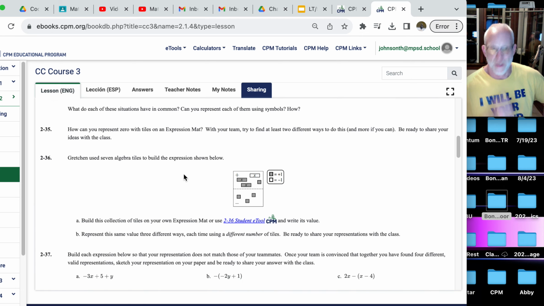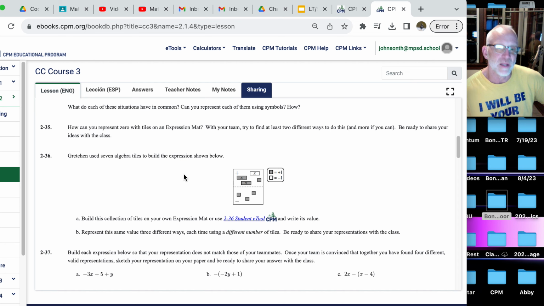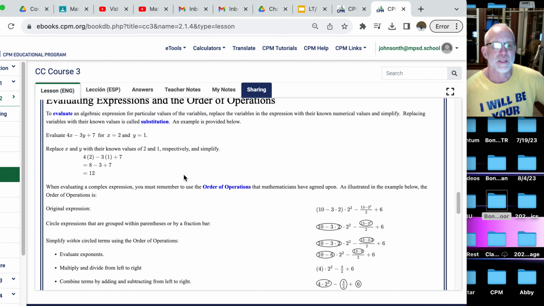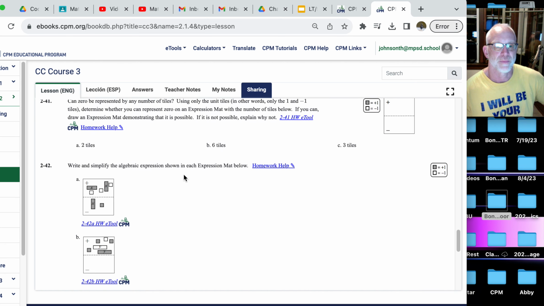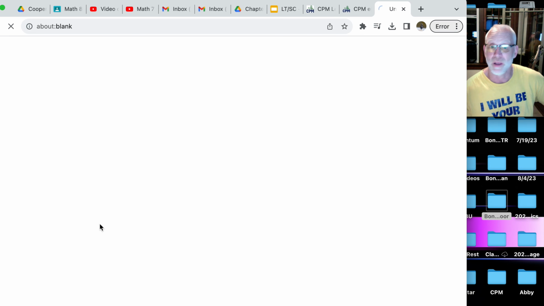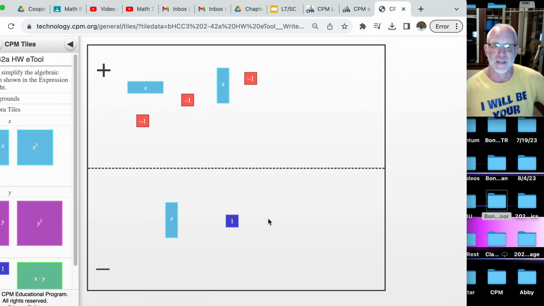And here's the homework. So I said the one you really want to hit is 42. So let's go to 42. And I would use the tools because it says write and simplify the algebraic expressions shown in the map below. So just click on this tool. Boom, it's set up for you, right? Now we have to make sense of this, right? And remember some of the rules we said.